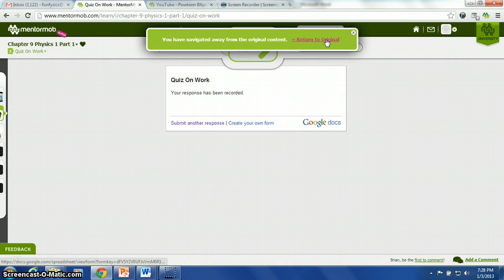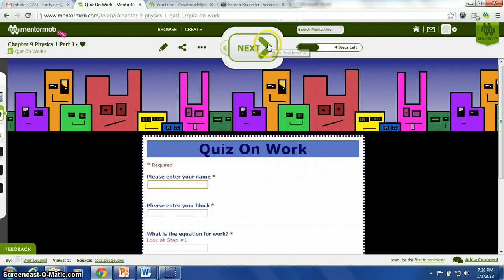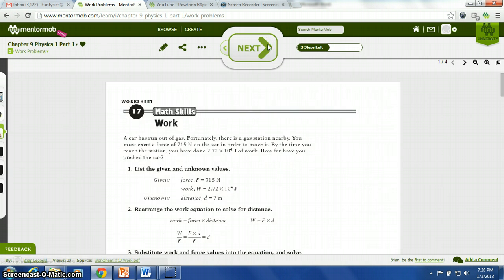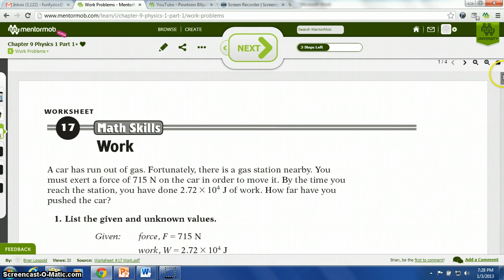It says you've navigated away from original. Let's go back to the original. I do. I want to hit the next step. And these are some problems. Okay, we can print these problems out.